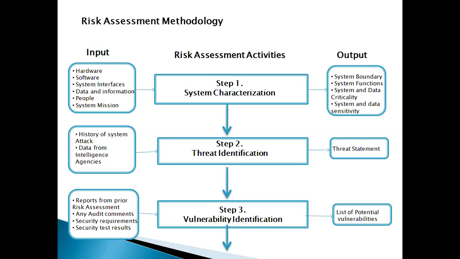So the output from step 2 is a threat statement containing a list of threat sources that could exploit its system vulnerabilities. Now comes step 3. Step 3 is vulnerability identification. The goal of this step is to develop a list of system vulnerabilities, meaning flaws or weaknesses of the system that could be exploited by the potential threat sources, which we discussed in step 2, threat identification. Got it? Okay.